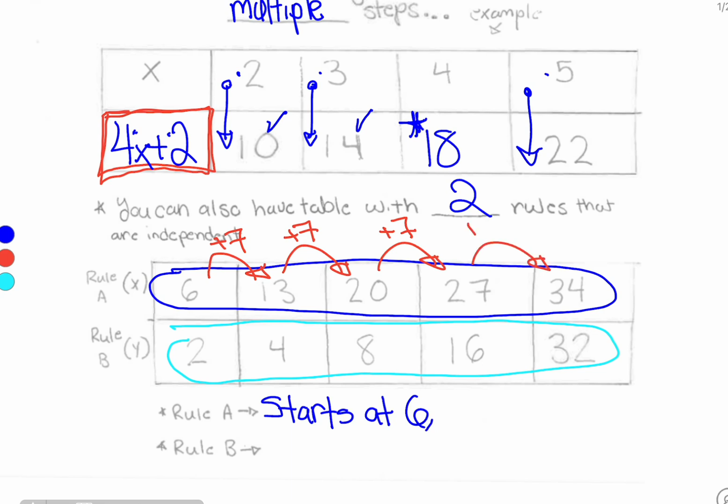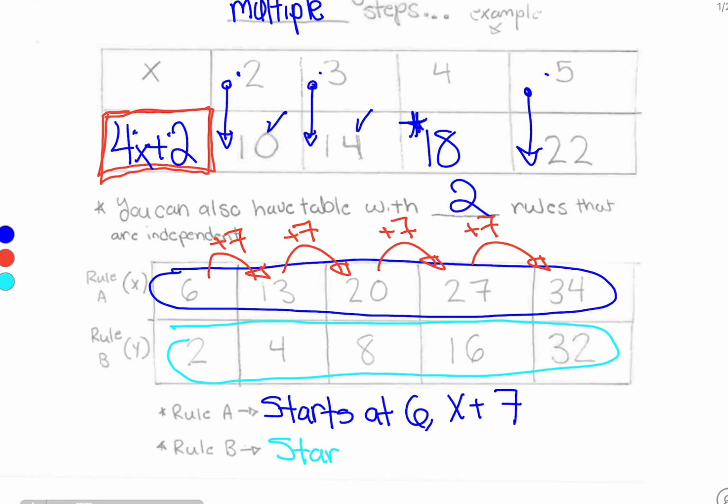And 27 plus 7 is 34. So that works out. So I figured out my first rule is starts at 6, and all of my x numbers, I'm going to add 7 to it. So now I need to focus on my blue ones, or my light blue ones.